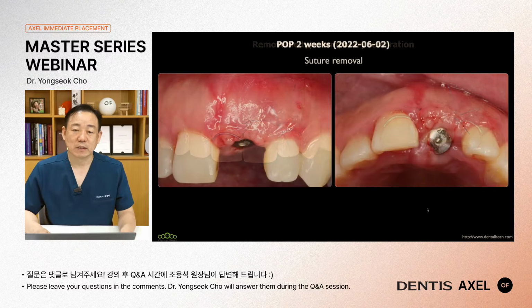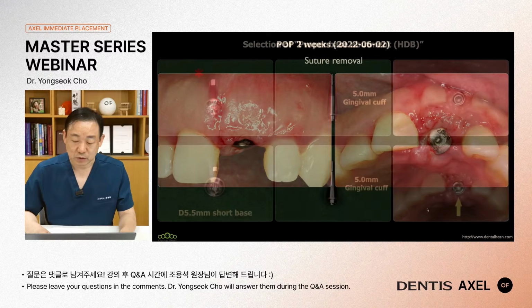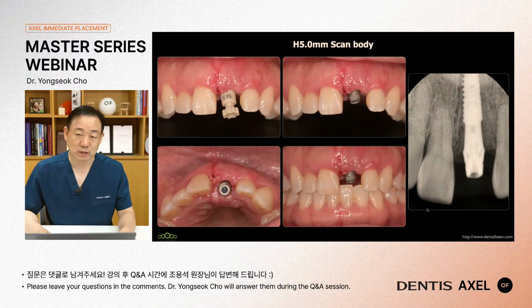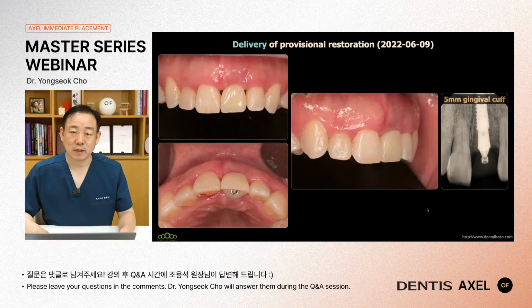Here, provisional restoration with a flipper. 2 weeks later, connecting base abutment for cementless restoration. Took impressions, scanning was done, and the provisional restoration delivered to patient.